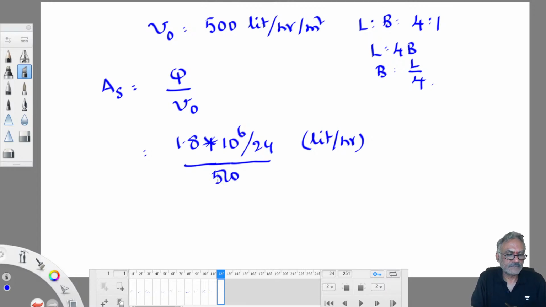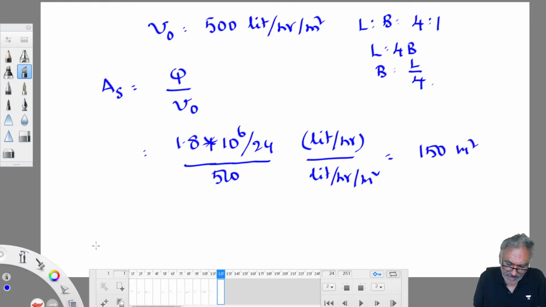Okay. So if you work out 1.8 into 10 power 6 by 24, divided by 500, it is 150 meters square. Liters per hour by liters per hour per meter square, which unit system will we get? Meter square, because liters per hour get cancelled. So surface area for a rectangular tank is L into B, which is equal to 150 meters square.